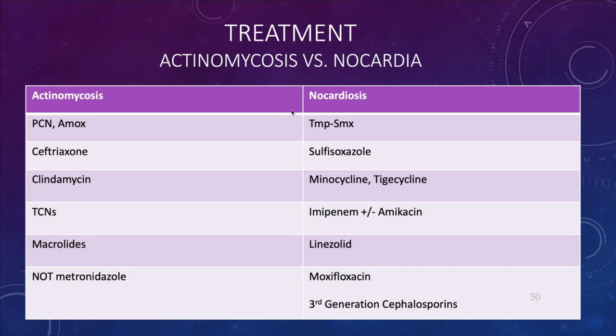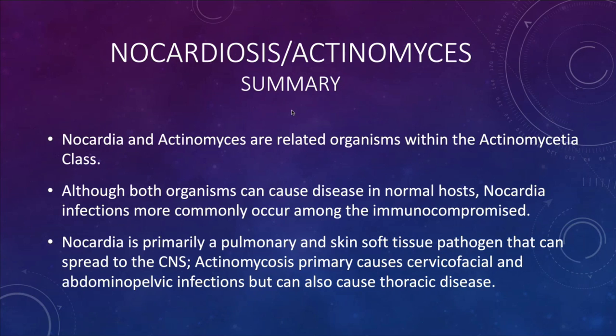The primary drug of choice for actinomyces are beta-lactams like penicillin and amoxicillin. Ceftriaxone also is an option, plus these other agents. Nocardia tends to have as its primary therapy Bactrim, predominantly because of the sulfonamide, not so much the trimethoprim. Sulfasoxazole also effective, but these other agents can be considered in the treatment of Nocardia. Third-generation cephalosporins are really at the bottom here.